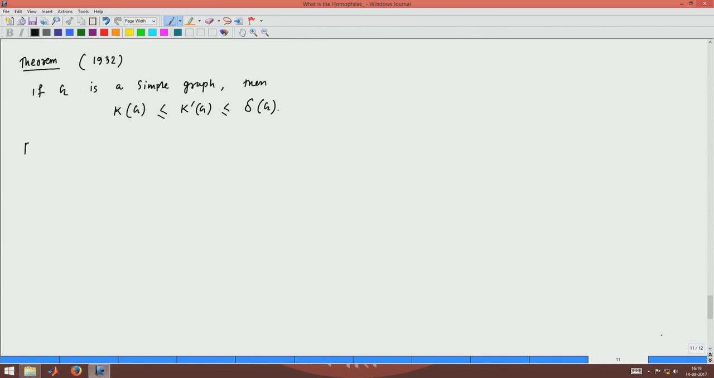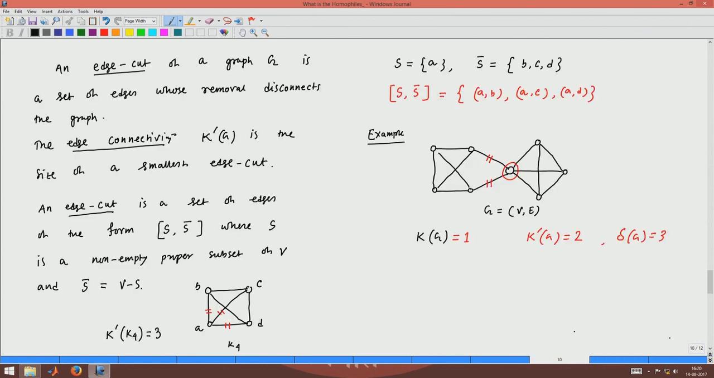So, we prove this theorem. It is an important theorem. K prime G is less than or equal to delta G. This is a trivial part because suppose the minimum degree, let me just refer to the previous example. Here the minimum degree is 3 for this graph, and this vertex has degree 3 also.